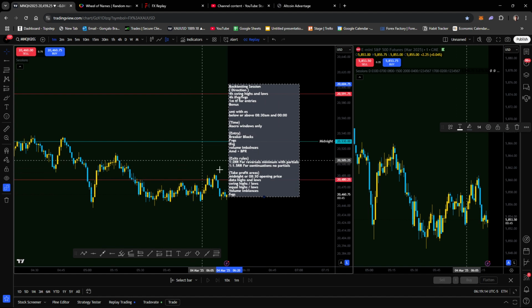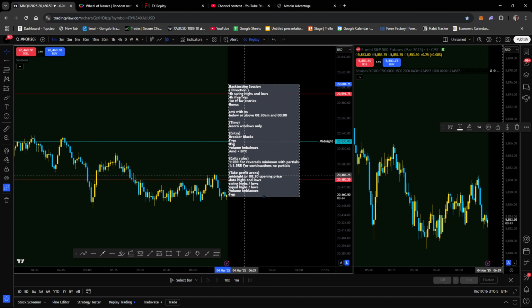Take profit areas, we use a multitude of factors. It doesn't really matter, whichever one's the closest to the return. Midnight opening price, 8:30 opening price, data highs and lows, swing highs and lows, equal highs and lows, volume imbalances, and fair value gaps. So let's get into it.